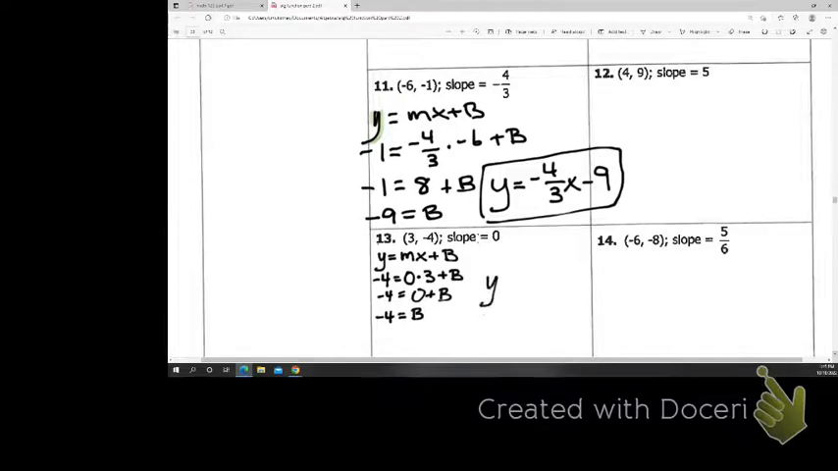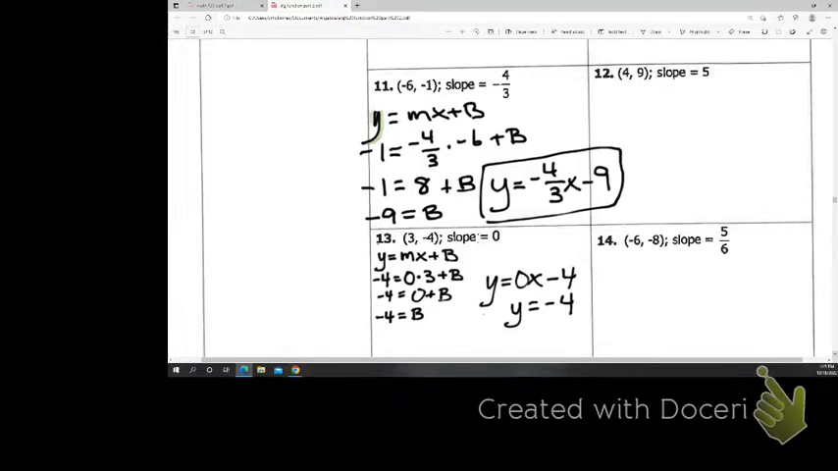And then this would look like this. But then what is the most simple way to write that? If I have 0x minus 4? Not x minus 4. Or y equals x minus 4? Nope, not y equals x minus 4. y equals negative 4.